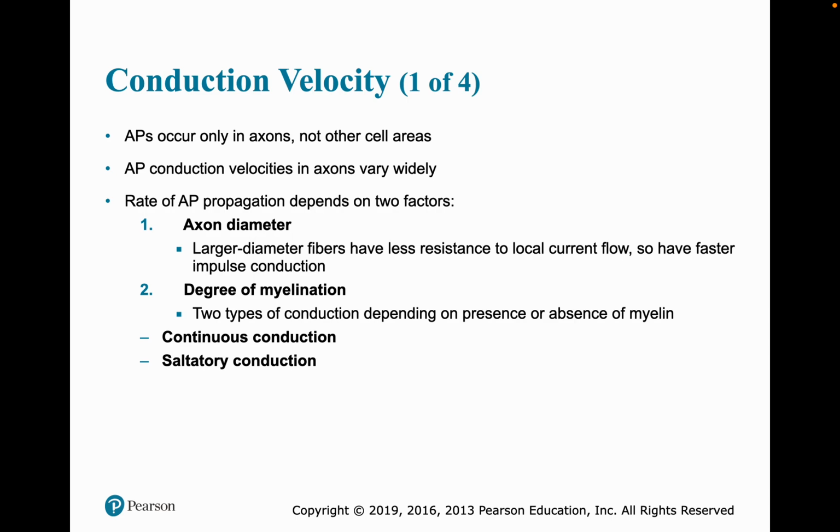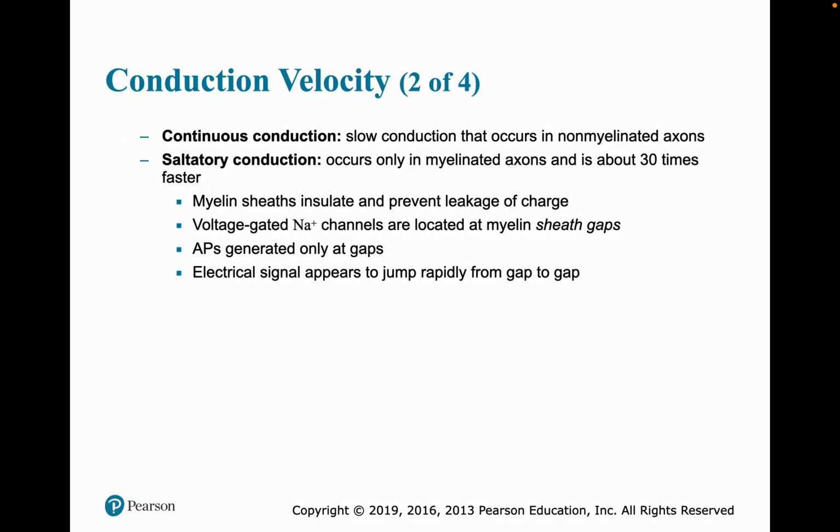Myelination gives us our continuous or saltatory conduction. So that continuous conduction is slower because you have to move down every micron of the length of the axon, whereas the saltatory conduction occurs at the gaps, so you're kind of jumping, and can be 30 times faster. It's because those myelin sheaths insulate and prevent leakage of charge, because voltage-gated channels are open and located in the myelin gaps. The action potentials are only generated at the gap, so it appears to jump rapidly from gap to gap.